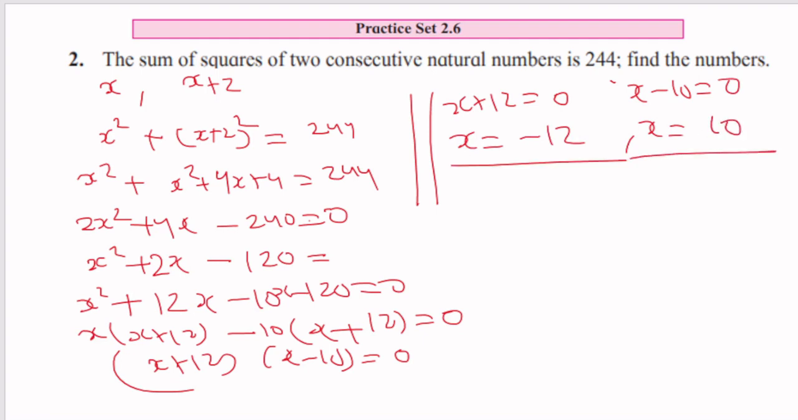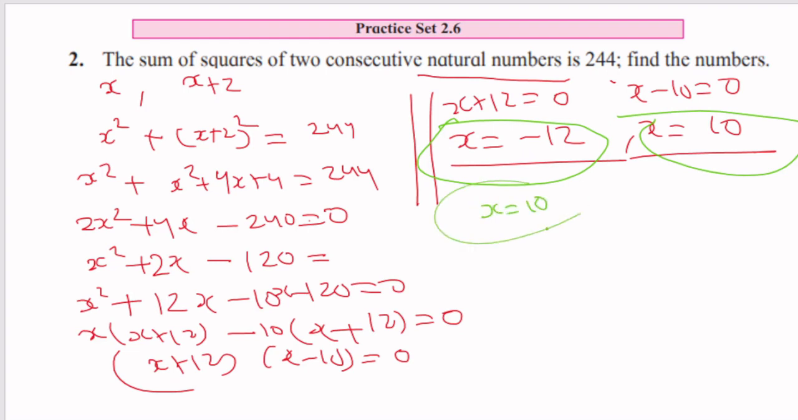Again, you need to choose which number to select. Either x equals minus 12 or x equals 10. Both are numbers, but here they have mentioned natural number. So if you're clear with the number system, minus 12 is not part of natural numbers. It is part of integers. x equal to plus 10 is a natural number. So we have to choose x is equal to 10.